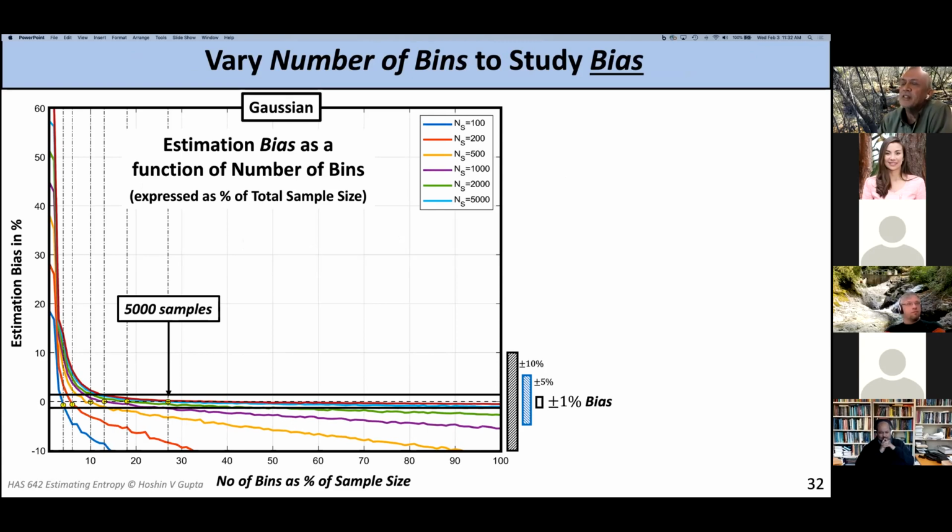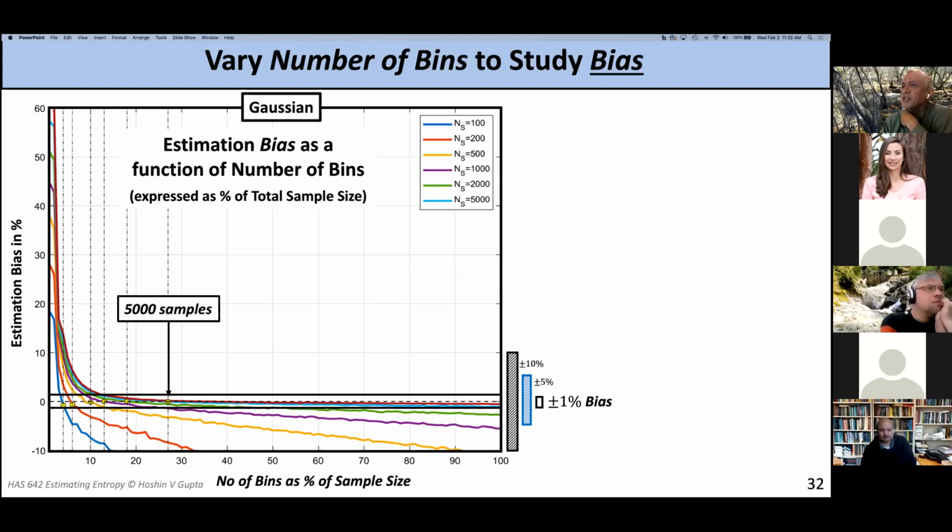This is a Gaussian. Again, I've got the percent bias on the y-axis, the number of bins as a proportion of sample size, so it goes from 0 to 100 on the x-axis. And you can see that the optimal number of bins as a fraction of sample size varies for different sample sizes, okay? So you've got all the way from 100 samples to 5,000 samples, and you can see where it crosses the 0 line, and that fraction varies considerably.